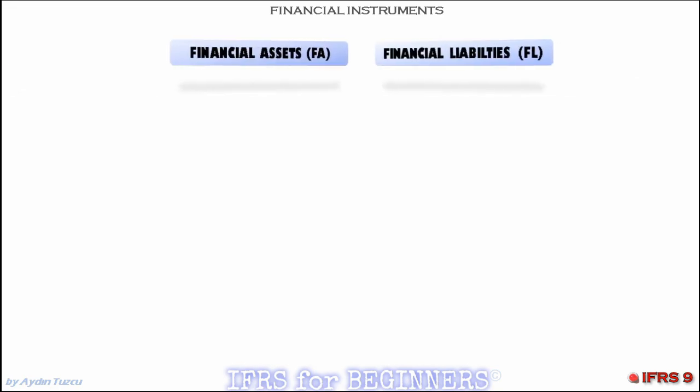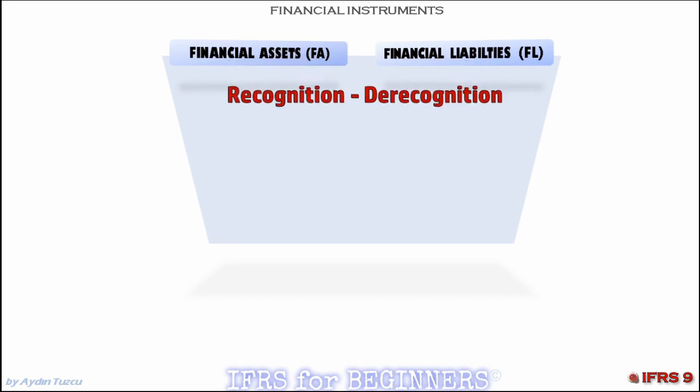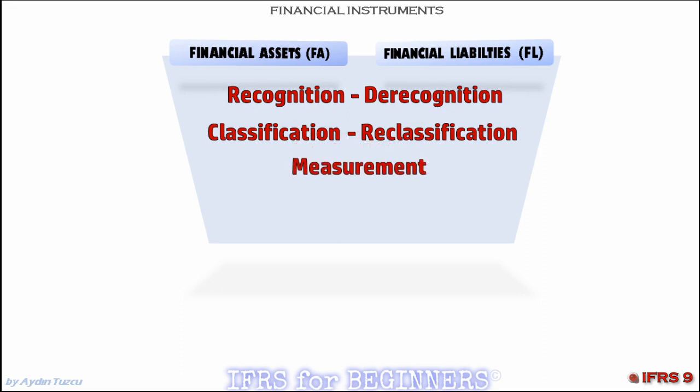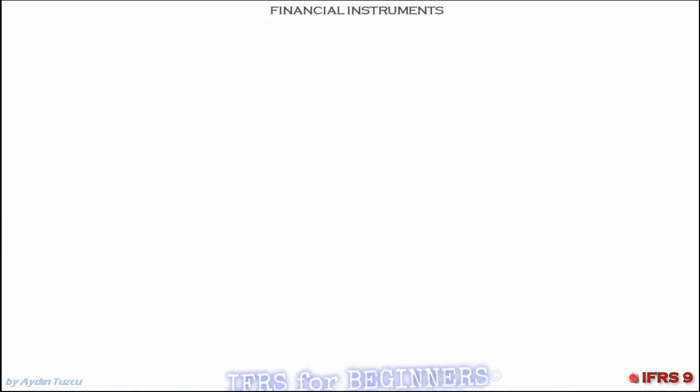This standard prescribes four main parts for both financial assets and financial liabilities. These parts are recognition and derecognition, classification and reclassification, measurement of financial assets and liabilities, and the last section is the hedge accounting. Let's go through the details.